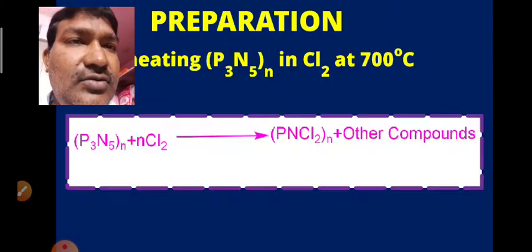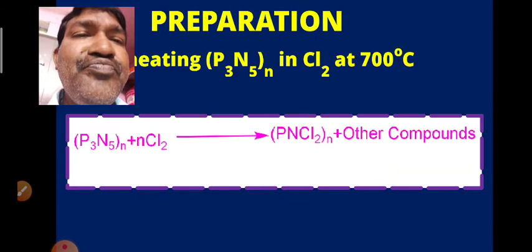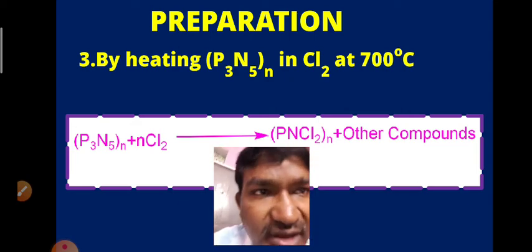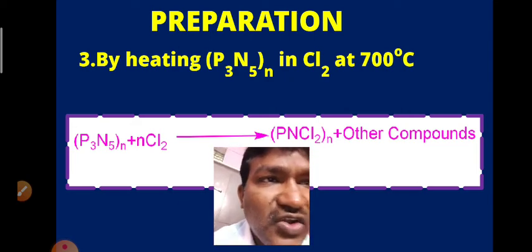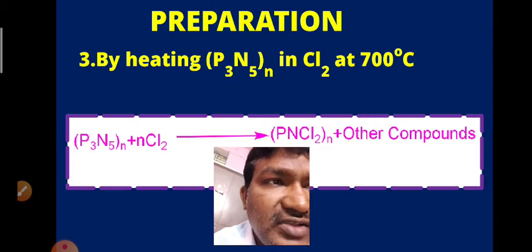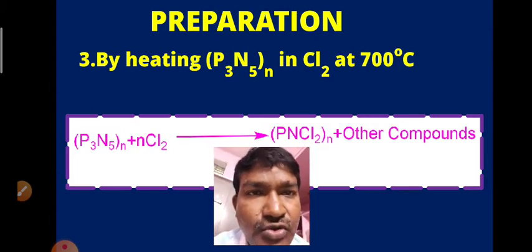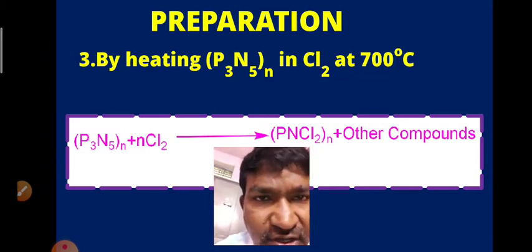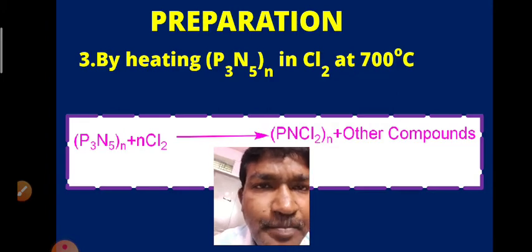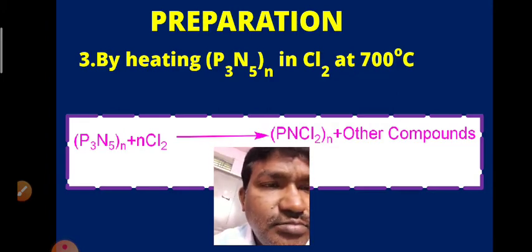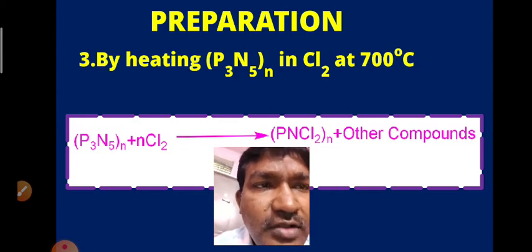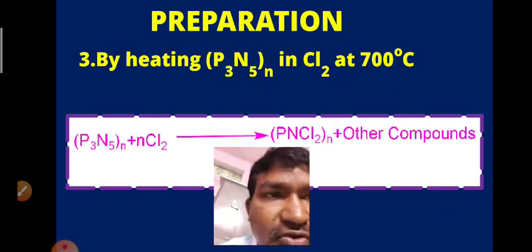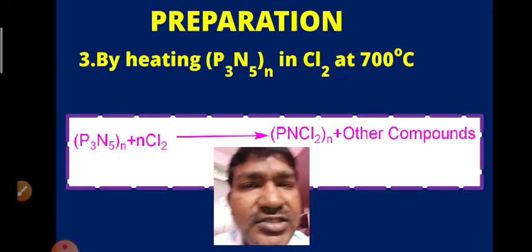The next method is heating triphosphorus pentanitride, P3N5, in the presence of chlorine at 700 degrees centigrade. This is not a very useful method, but for the sake of interest we are discussing it. Here we get a mixture of polymers along with other unwanted products also. So it is not so useful.